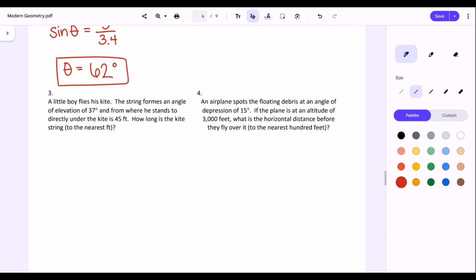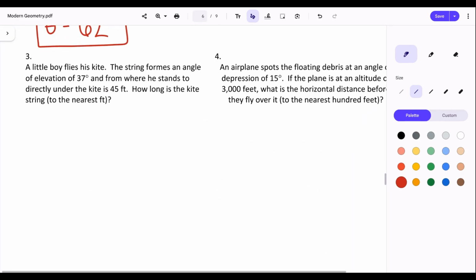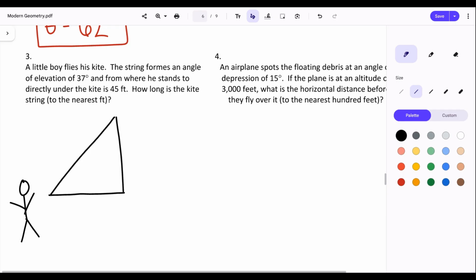Let's do 3 together, and then I'm going to give you guys some time to do 3 and 4 on your own. All right, so 3 says a little boy flies his kite. The string forms an angle of elevation of 37 degrees. From where he stands to directly under the kite is 45 feet. How long is the kite string to the nearest foot? Again, let's draw a right triangle here because we know we're going to be putting this on a right triangle. All right, now we have this person who's doing a kite, so I'm just going to draw this little boy over here, and then his kite is up here in the sky.